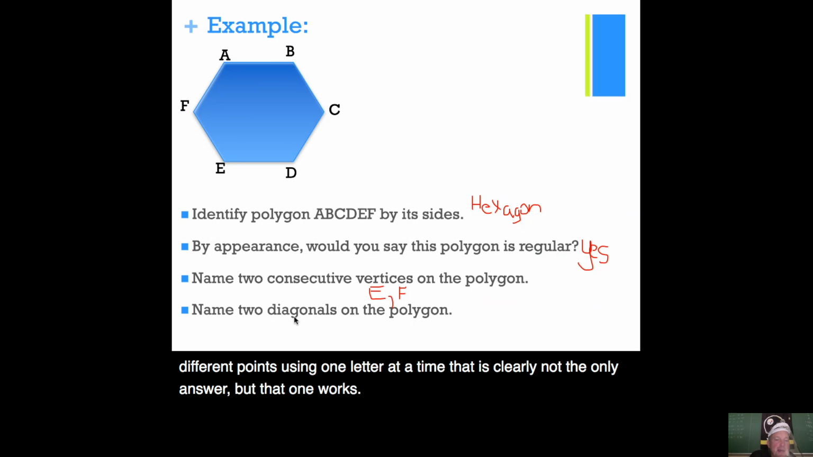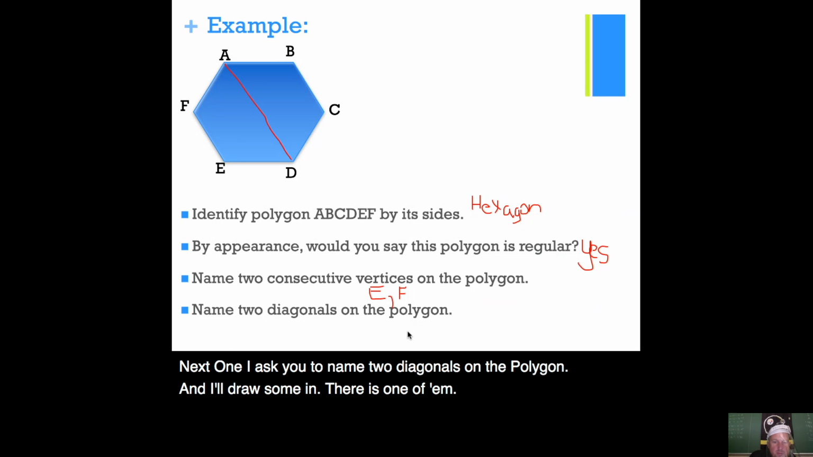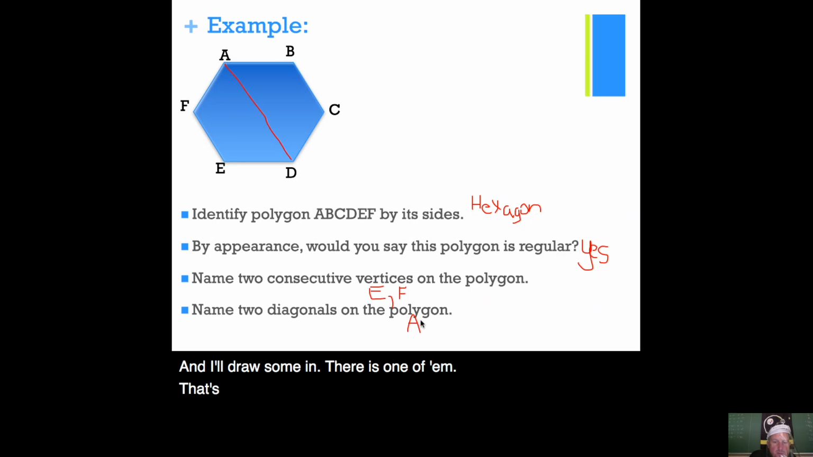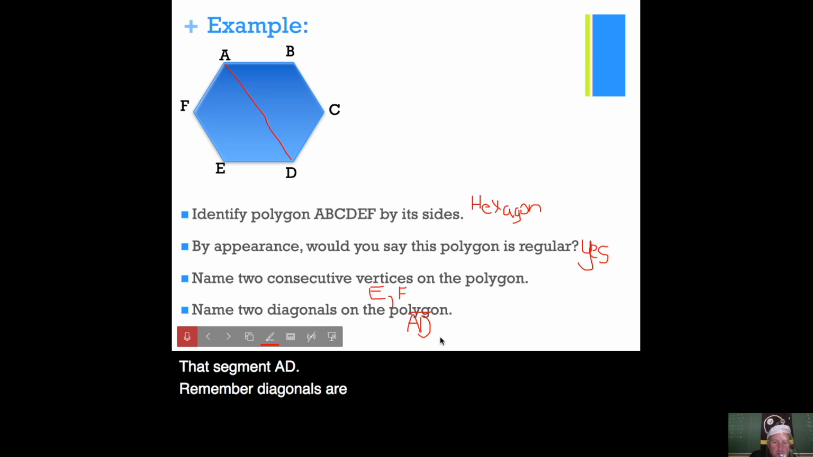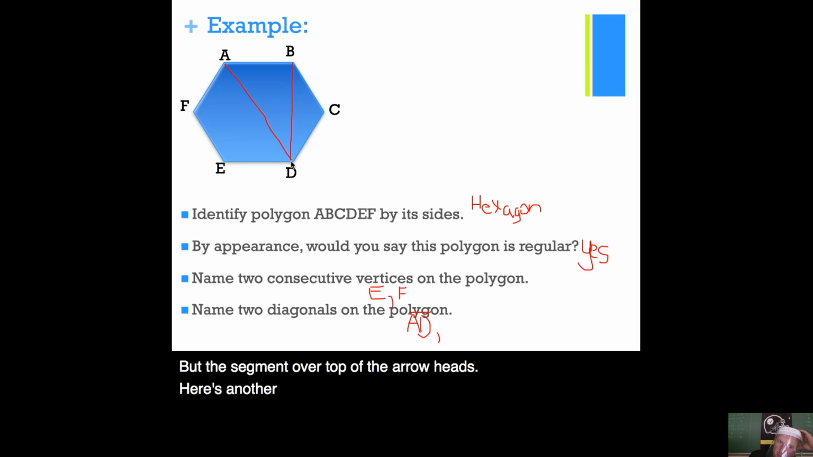Next one asks you to name 2 diagonals on the polygon. And I'll draw some in. There's one of them. That's segment AD. Remember, diagonals are segments. Use 2 letters. Put the segment over top with no arrowheads. Here's another one. Segment BD. Use 2 letters, no arrowheads over top.